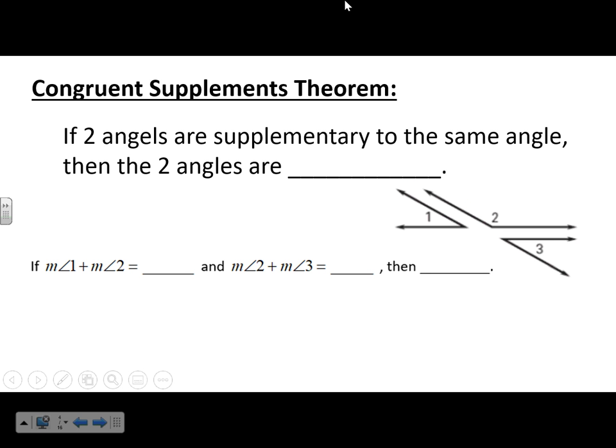The next thing we have is the congruent supplements theorem. Now this one's kind of interesting. It states that if two angles are supplementary to the same angle, then those two angles are congruent. So if you look at the little picture we have, angle 1 and angle 2, they are supplementary. They add up to 180 degrees. They would make a straight line. Angle 2 and angle 3 also add up to be 180 degrees. So that means angle 1 and angle 3 are congruent to each other. They're the same angle measurement.